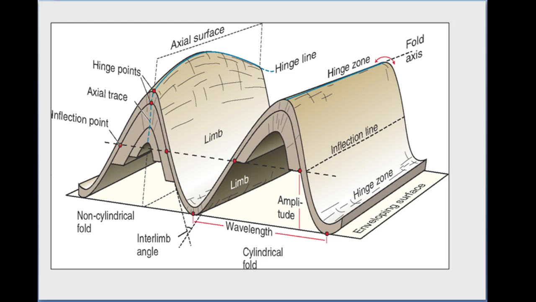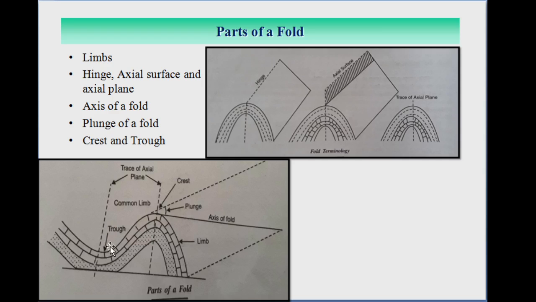Our next point is the trough. Trough means what? Here is the trough. The line which is running to the highest point in the up arch fold is defined as a crest, and the second term is a trough. A corresponding line which is running to the lowest point in the downward fold is called a trough. So the highest point in the up arch fold is called a crest, whereas the line running to the lowest point in the down arch fold is called a trough.